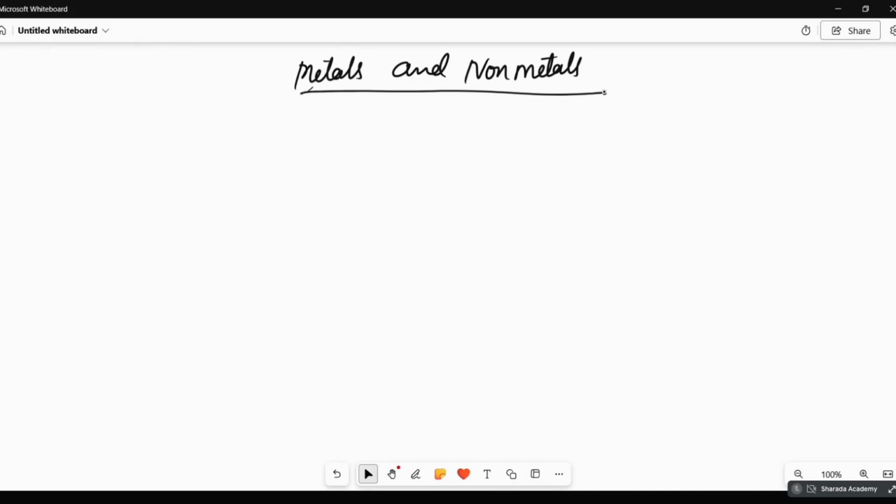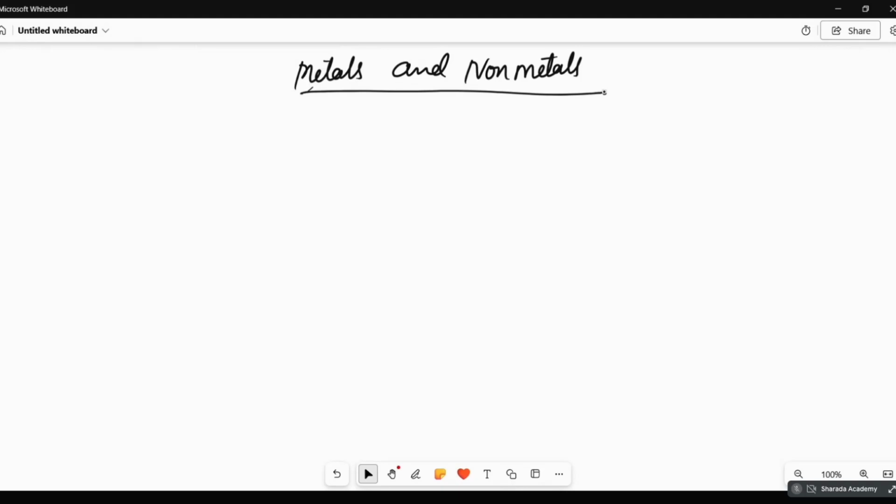But there are many exceptions. Chlorine is a non-metal. So some exceptions will be there. Sodium and potassium are soft in nature. You can cut them with a knife, they are that soft. And mercury is the only liquid metal we see.